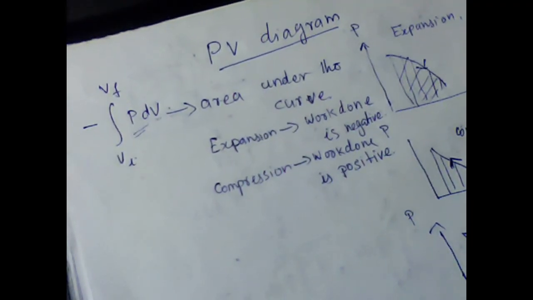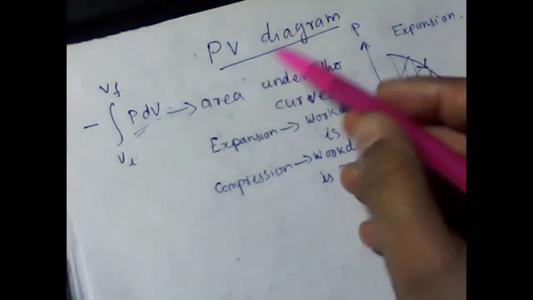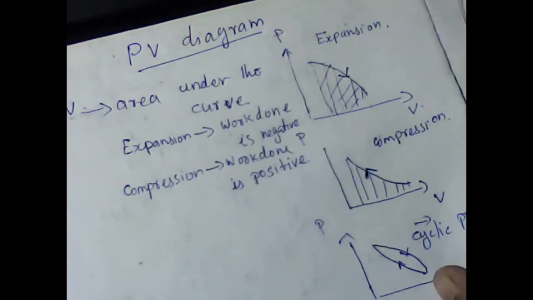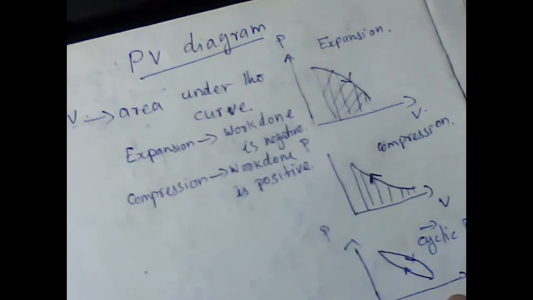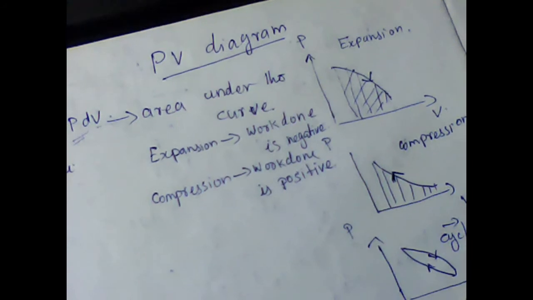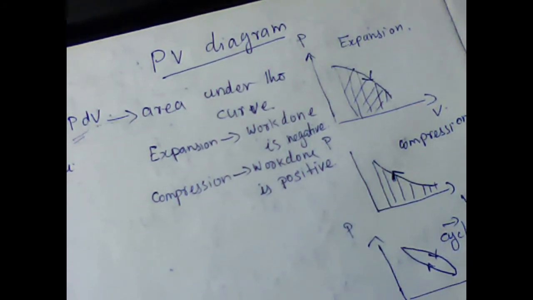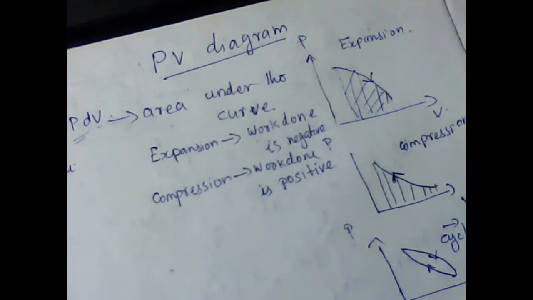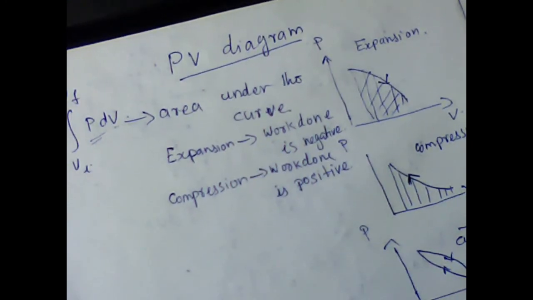So these are the different types of work, or this is the PV diagram. This is the cyclic process. So what is the importance of the PV diagram? The PV diagram actually gives the total work done during the process. The area under the PV diagram will give the total work done during the process.